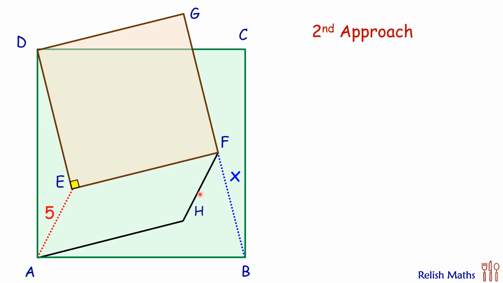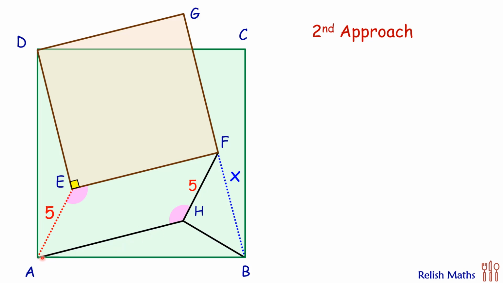As this is a parallelogram, opposite sides are equal. So FH will be nothing but 5 centimeters. And opposite angles will be equal, so angle E will be equal to angle H. Its use we'll see later on. Further, we'll join BH.